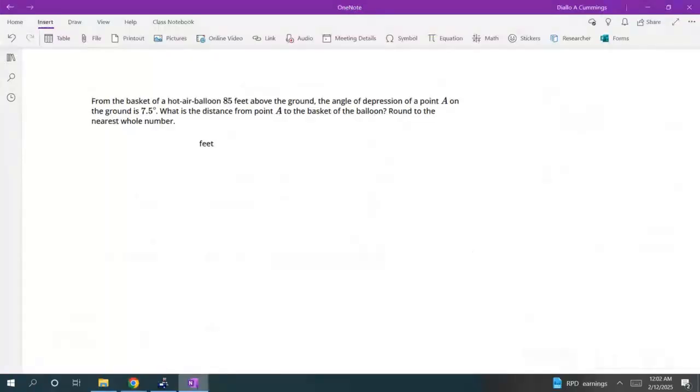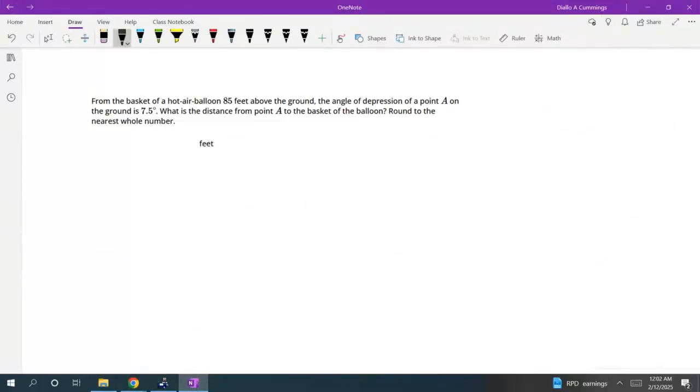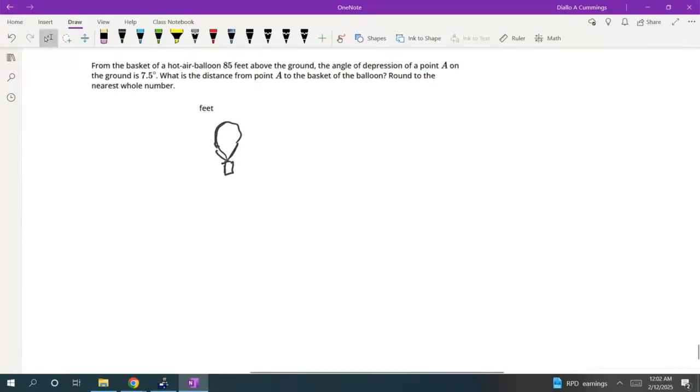So I'm going to draw a rough sketch of what's going on. We have a hot air balloon, and it is 85 feet from the ground. And there is a point on the ground, and that point is called A. So the observer who's on the basket has an angle of depression of 7.5 degrees.